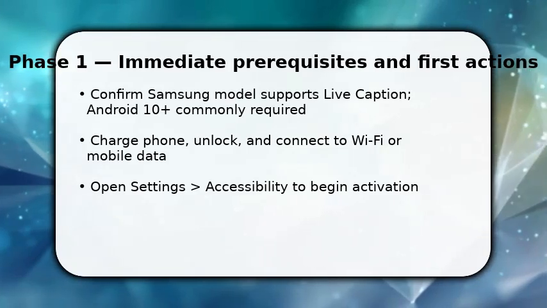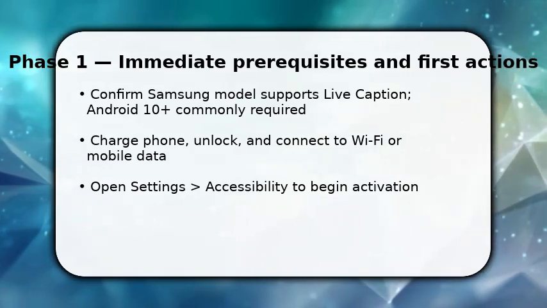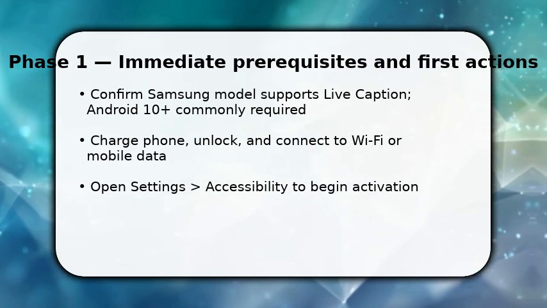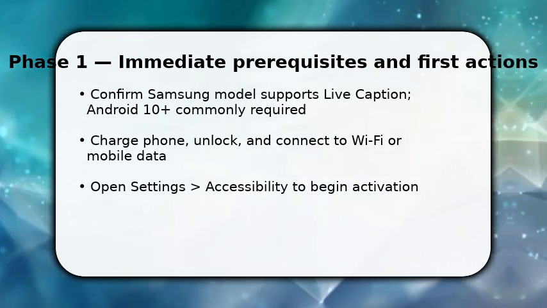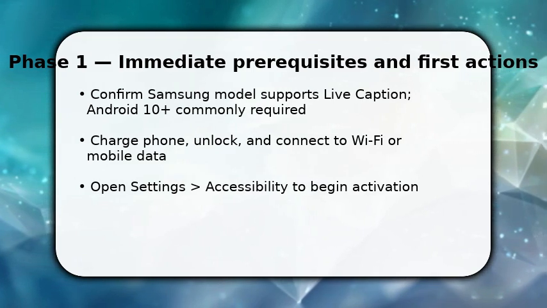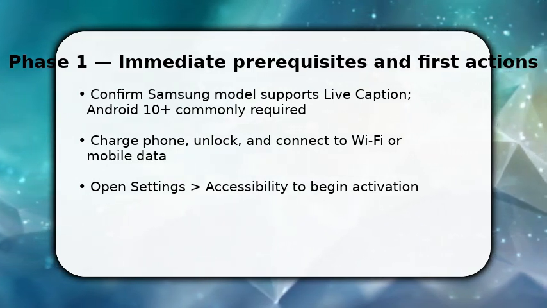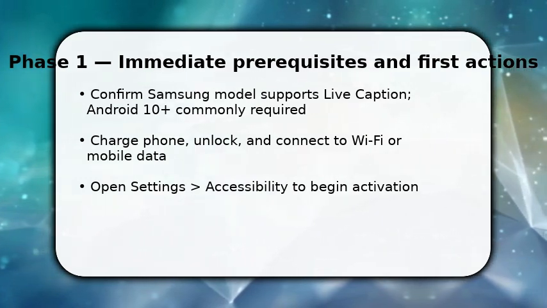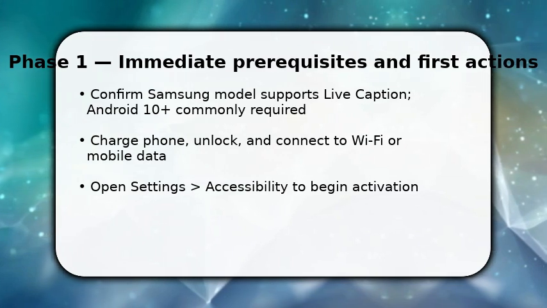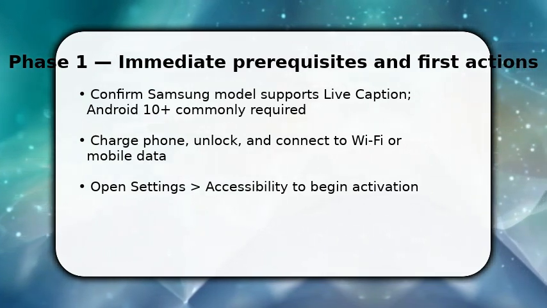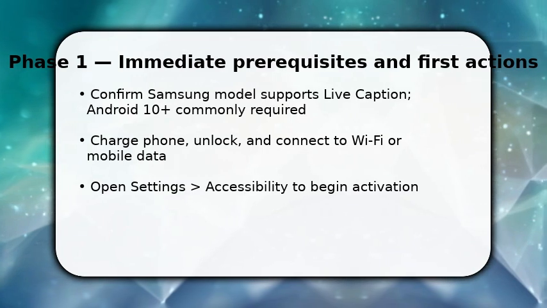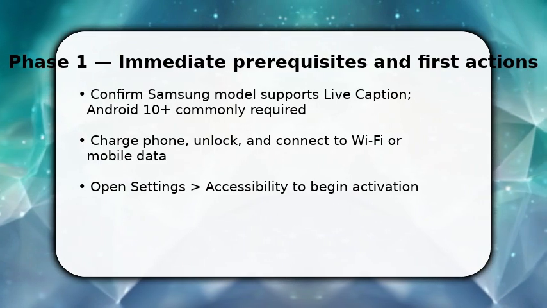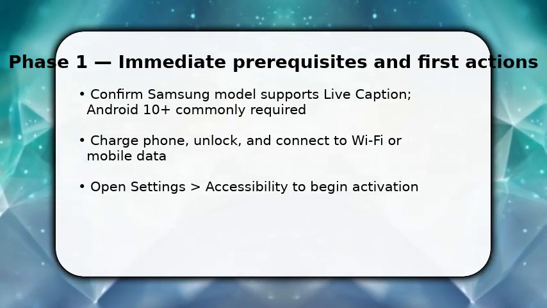You start by confirming your Samsung supports live caption. Most phones running Android 10 or later do. Once done, make sure the phone is charged and unlocked so you can change settings without interruptions. Now open Settings and tap Accessibility. This is where the feature lives. You'll also want sound playing so you can test immediately. Enable Wi-Fi or mobile data if captions pull updates. This first step sets up permissions and puts you in the right menu to turn live caption on.